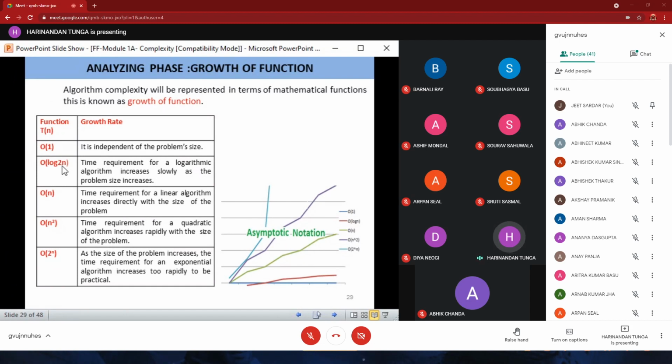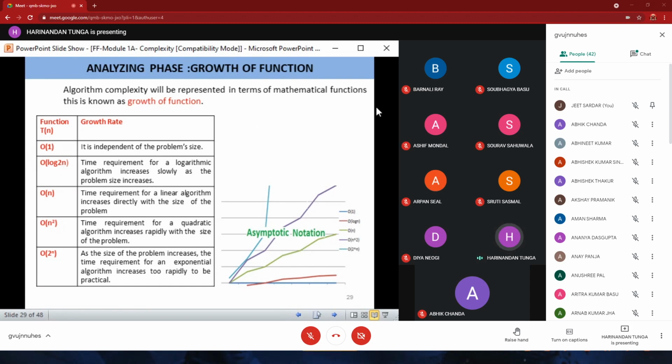Another is order of 2 to the power n. If the algorithm's time complexity is expressed as order of 2 to the power n, that is an exponential algorithm, which increases too rapidly to be practical. These are some of the growth of functions. They are used to express the time complexity of algorithms.